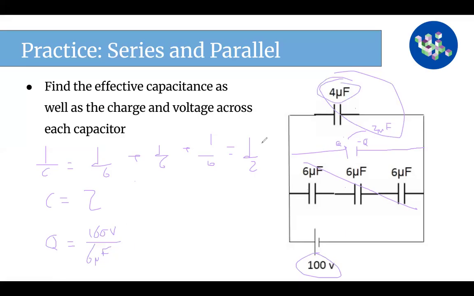Then for this one, because I know it's 100 volts, the Q for this one, let me clean this up a bit, the Q would be the C times the V, right?